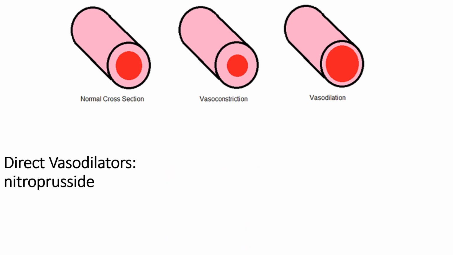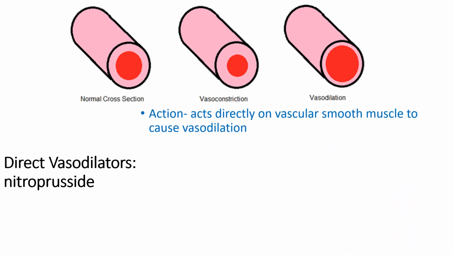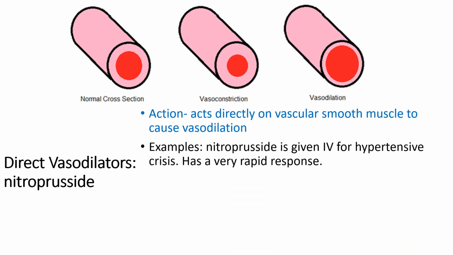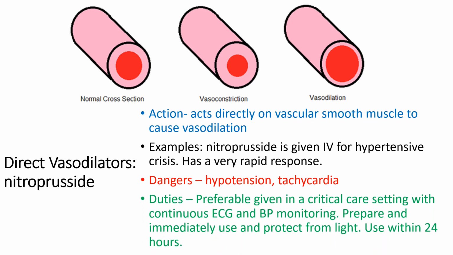Another direct vasodilator is nitroprusside. Again, it works right on that smooth muscle to cause vasodilation. This one is more so given in a hypertensive crisis. It has a very, very rapid response. Because it works so rapidly and drops that pressure so quick, that reflex tachycardia is intense, and you have to be careful dropping down somebody's blood pressure too fast because the body doesn't necessarily like fast adjustments. Therefore this drug should be given preferably in the critical care setting with continuous ECG and blood pressure monitoring. As far as the drug itself, once you prepare it, make sure you use it immediately within 24 hours and protect it from light.